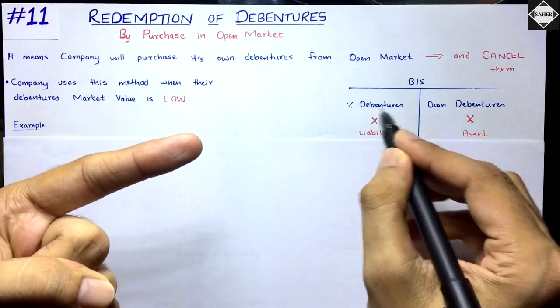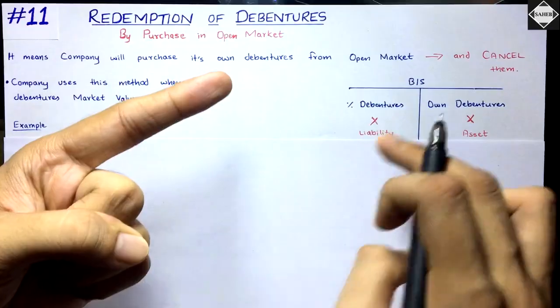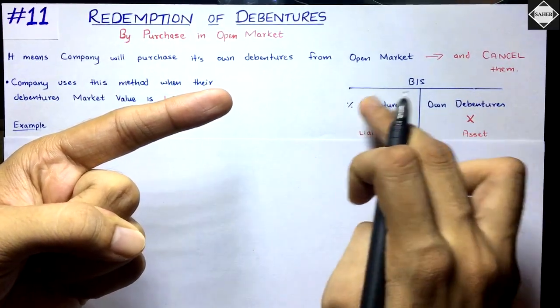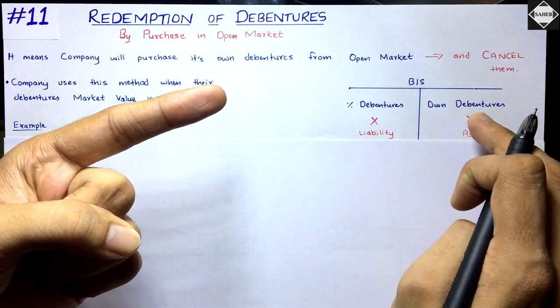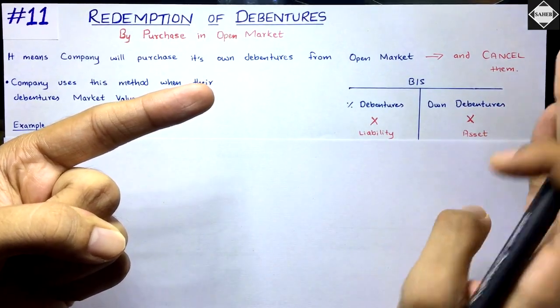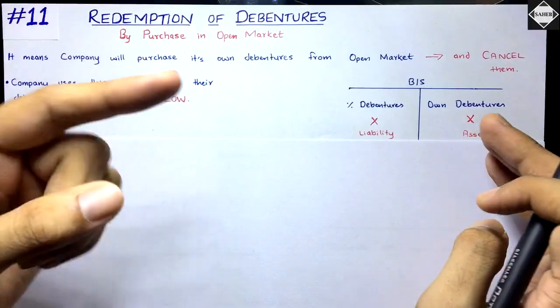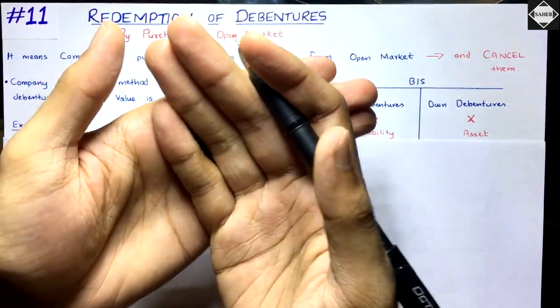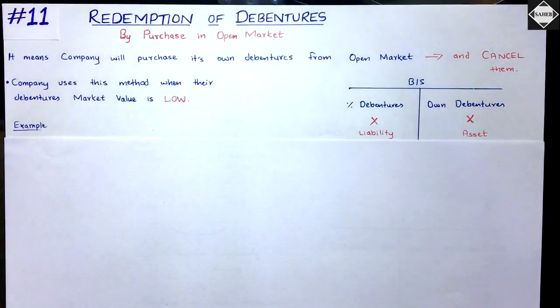On one side you have liability of that only one thing. On one side you have liability and on the other side you have asset. Here it is shown at the face value and here it is shown at the cost. At the cost at which they have purchased the debentures from the open market. So what they're going to do, they're going to cancel it off. And when they cancel it off, of course there will be profit or loss, because the prices are different.